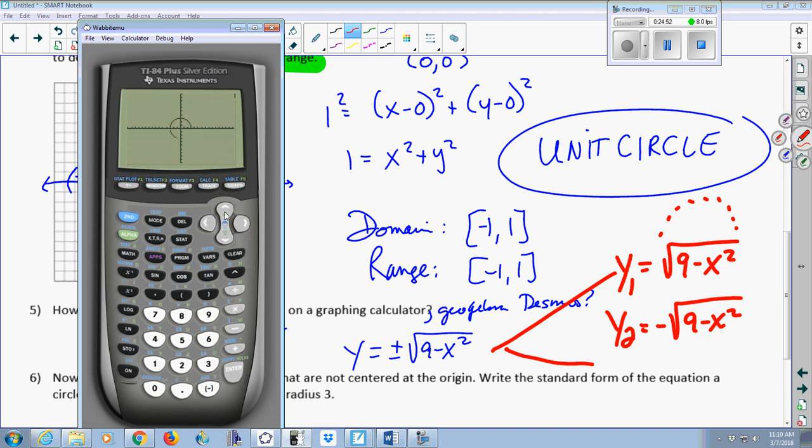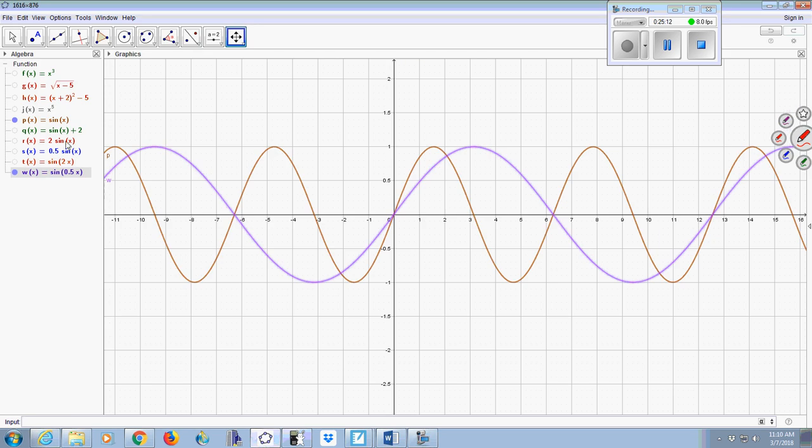And then you get the bottom half of your graph. So that's kind of cool. And if you changed your window so it wasn't going from negative 10 to 10, it would be bigger, right? If you said, say, from negative 4 to 4 all the way around, it would look a lot nicer. So that's how you do it with a graphing calculator. It's also how you would do it with GeoGebra.